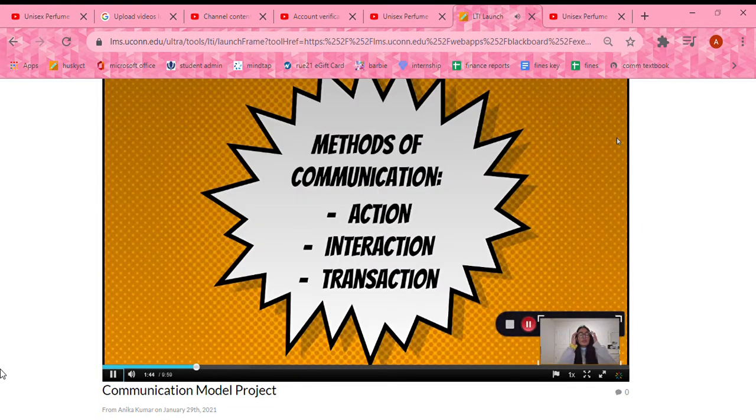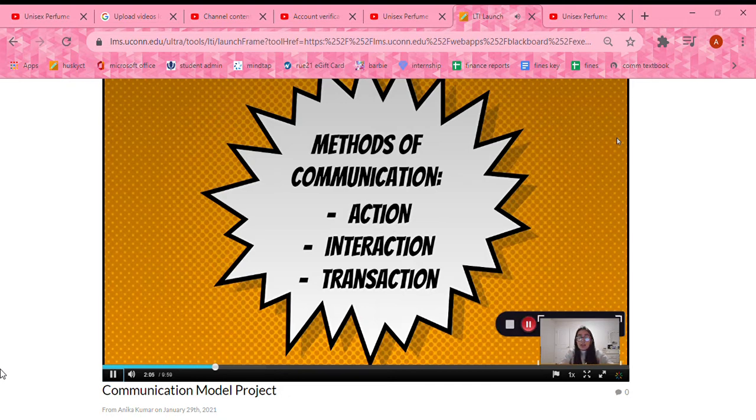Some methods of communication, the three models that we discussed, were the action model of communication, which is sending a message whether or not the message is received. The interaction model, which is the exchange of information between two individuals, so kind of like a back and forth, but nothing new has been created.